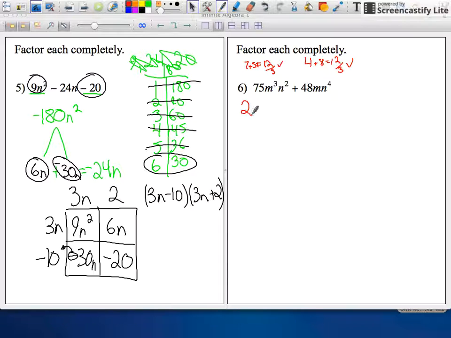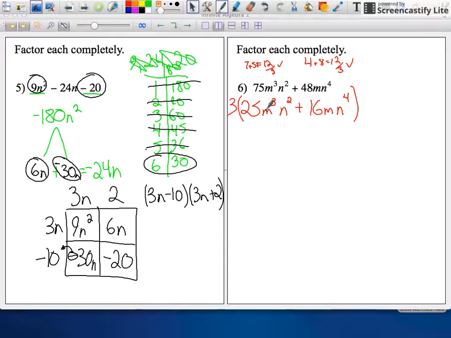So I don't know what they're going to be, but I know that 3 will go into both of them. 75 divided by 3 is 25, m cubed, n squared. And 48 divided by 3 should be 16, m n to the 4th power. Now I revisit the numbers just to make sure I got the biggest one. 25 and 16. They're perfect squares, but there's no number that goes into them evenly. So we've got to start by pulling out more of our letters. So we're not done with greatest common factor yet.